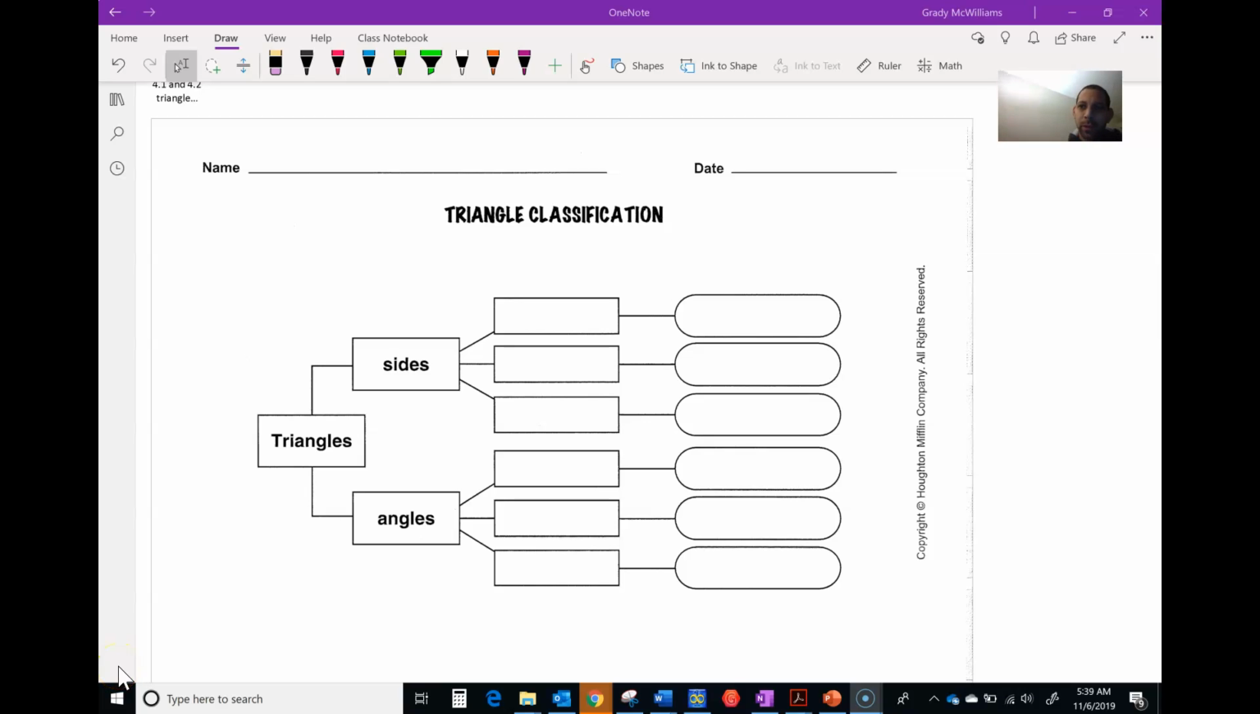Hello class, this time we're doing a video on triangle classification. So you should have a graphic organizer like this. We're going to break down the triangles into two different types of classification, by sides and by angles.